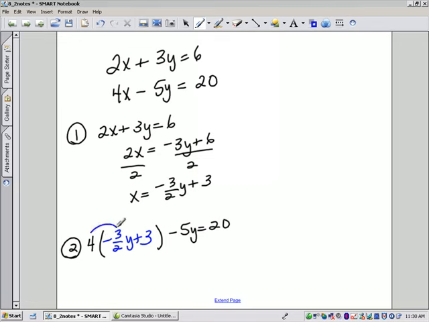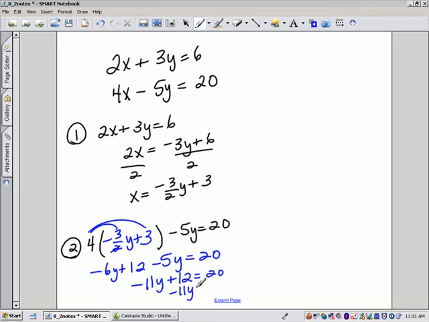So we would now distribute to get 4 times negative 3/2. What that goes in there 2 times. 2 times negative 3 is negative 6y plus 12 minus 5y is equal to 20. So negative 6y minus 5y is negative 11y plus 12 equals 20. We can subtract 12 from both sides to get negative 11y is equal to 8. So y is negative 8 over 11. Okay. Now we have to solve for the other variable.